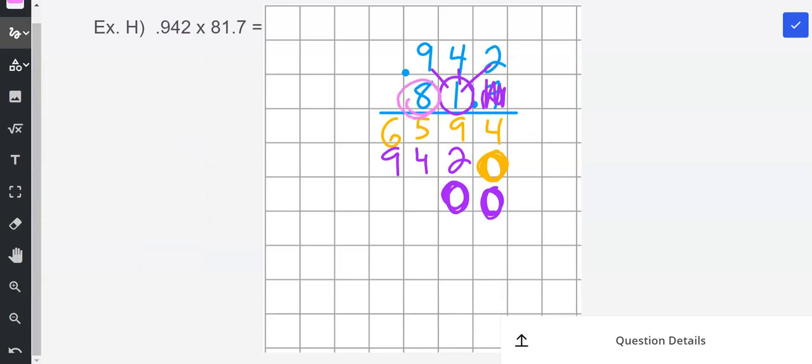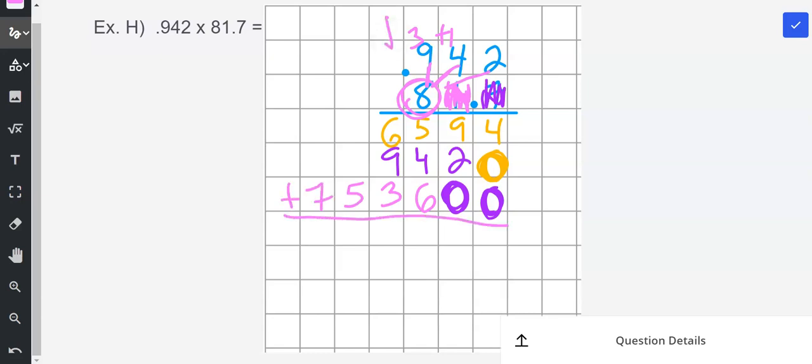Now I'm multiplying by the 8, and that looks a little bit messy. Let me clean that up. So I'm multiplying 2 times 8, I get 16. I carry the 1 and place it over the 4. 8 times 4 is 32. I add the 1 that I carried and I get 33. I place a 3 here and carry the 3. Then 9 times 8 is 72, plus 3 gives me 75.